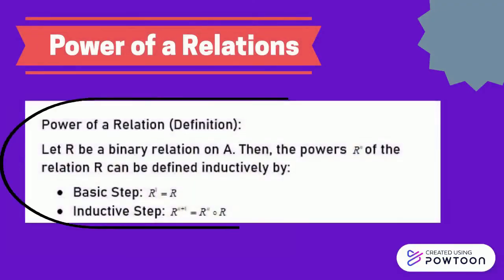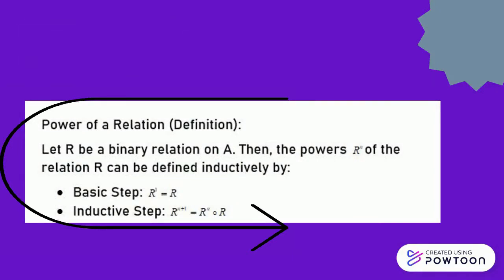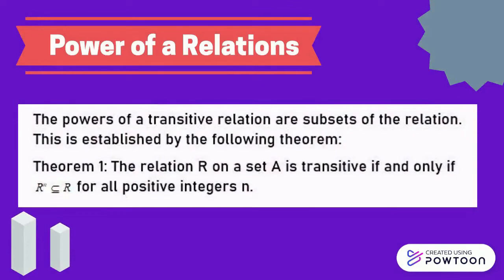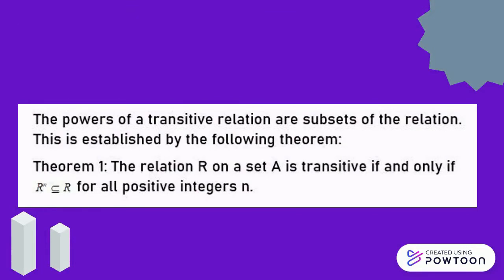Power of a relation is defined as follows. Let R be a binary relation on A. Then the powers R to the power of n of the relation R can be defined by a basic step and an inductive step. The powers of a transitive relation are subsets of the relation. This is established by the following theorem as presented.